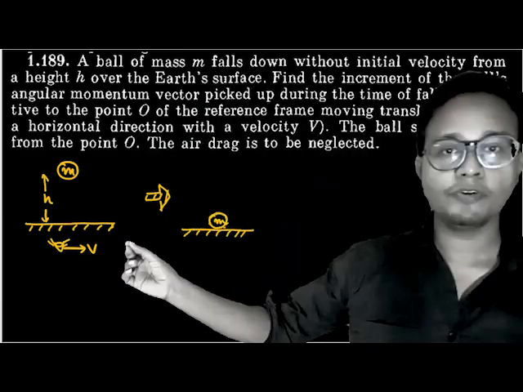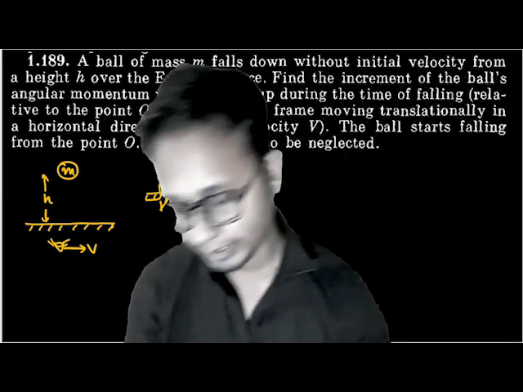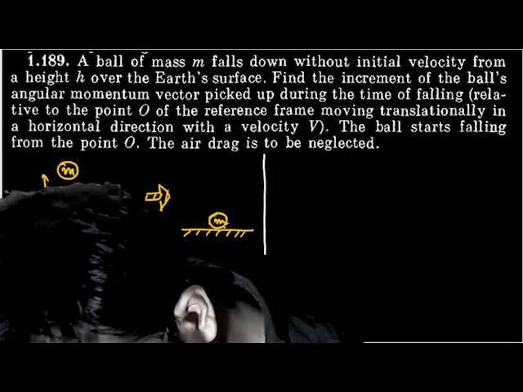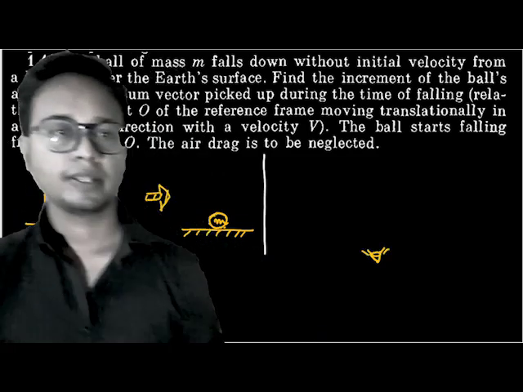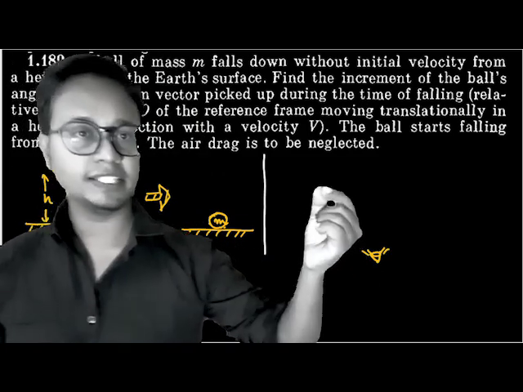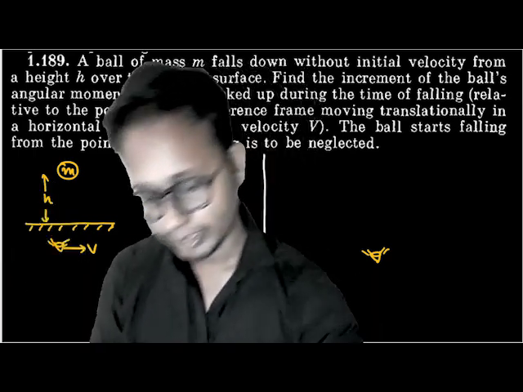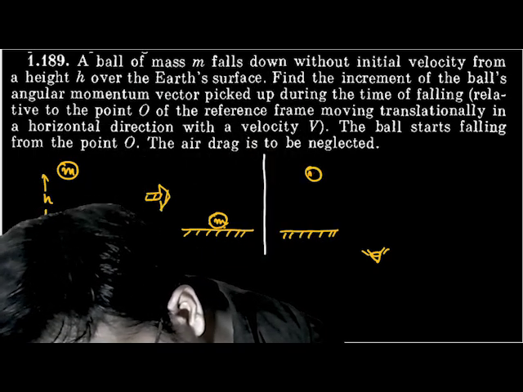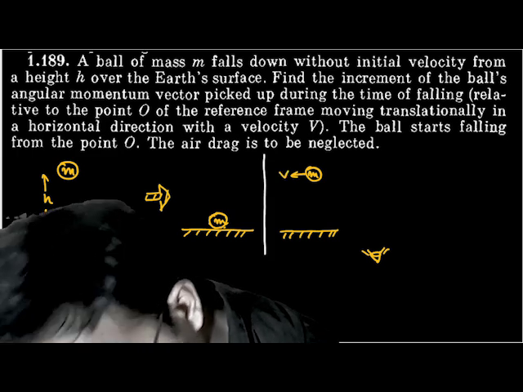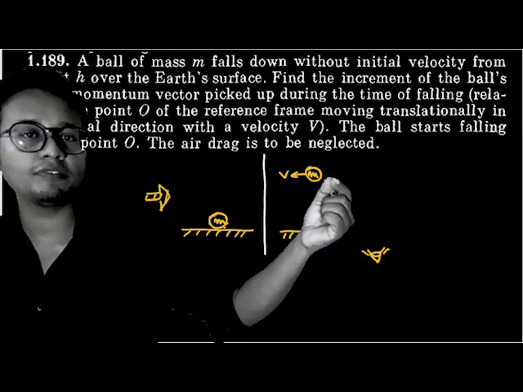So if we make the observer static, suppose I'm drawing a line out here, and out here I'm making my observer static. If my observer is static, how will he see the initial ball? He'll see this ball moving with velocity v towards the left, isn't it? The velocity of the frame would be added to the velocity of the ball.